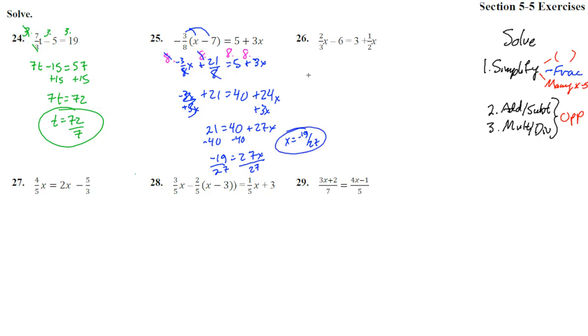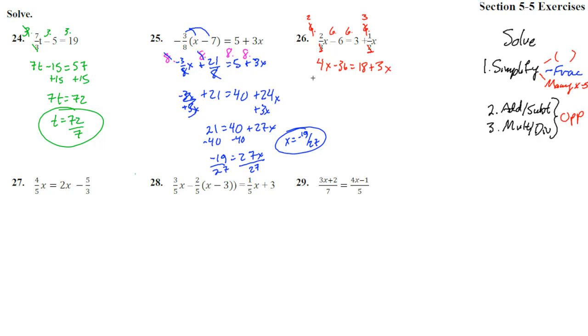Okay. Number 26. Ooh, this one has two denominators. Notice we have a 3 and a 2. 3 and 2 both go into 6. So we're going to times everything by 6 here. And we get 6 times 2/3. That cancels there. Leaves a 3. 3 times 2 is, 2 times 2, not a 3. 2 times 2 is 4. X minus 36 equals 18 plus 6 times 1/2 is 3.